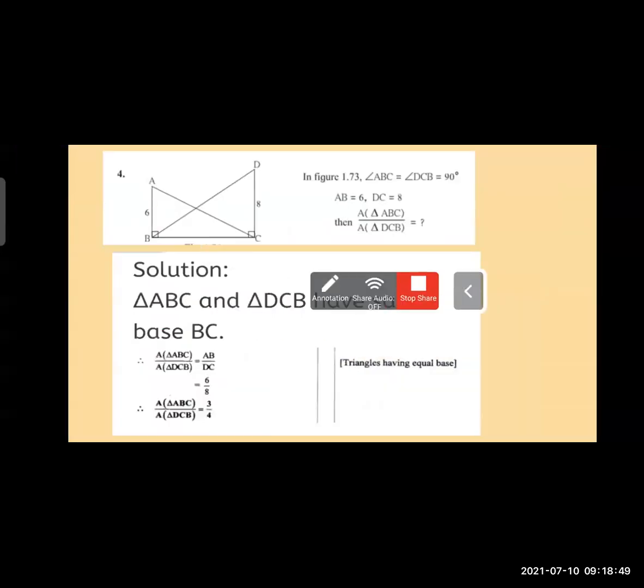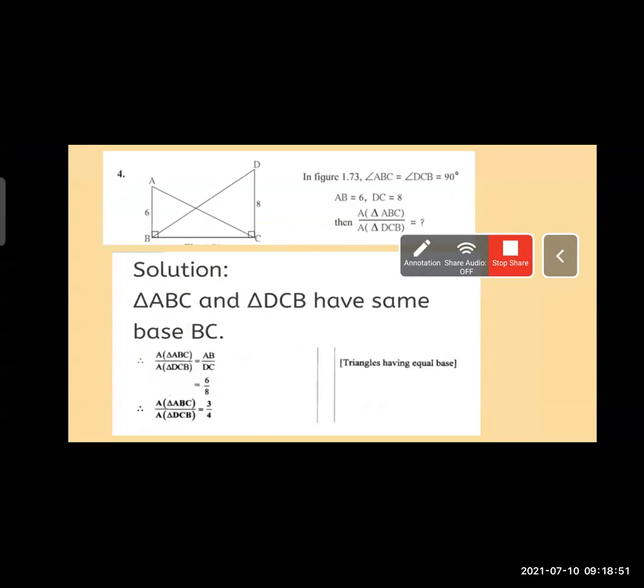Question number 4. In question number 4, in figure 1.72, angle ABC equal to DCB equal to 90 degree. So here two triangles are given. In these two triangles, angle B is equal to 90 degree and angle C is equal to 90 degree. AB is 6 and the DC is 8. So you have to find the ratio of the area of triangle ABC to DCB.